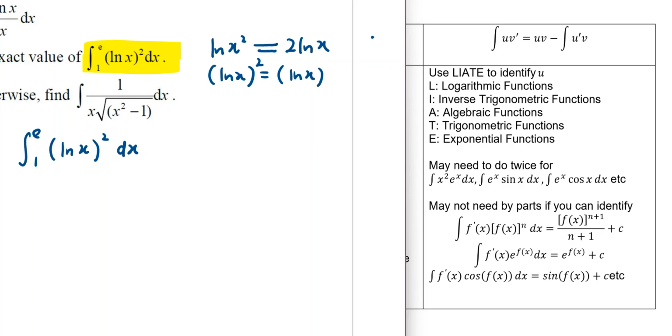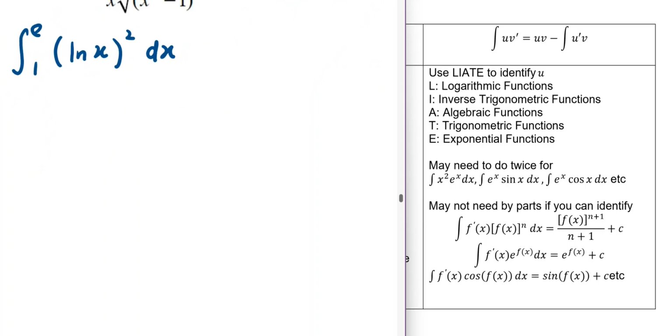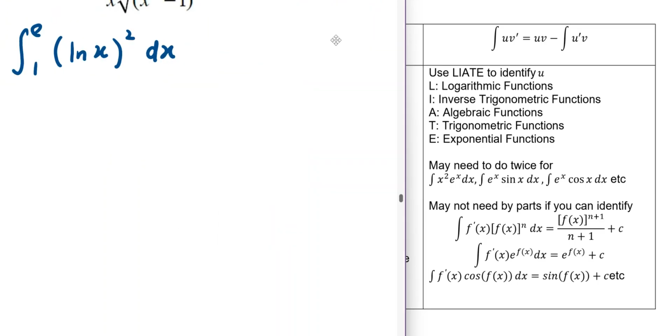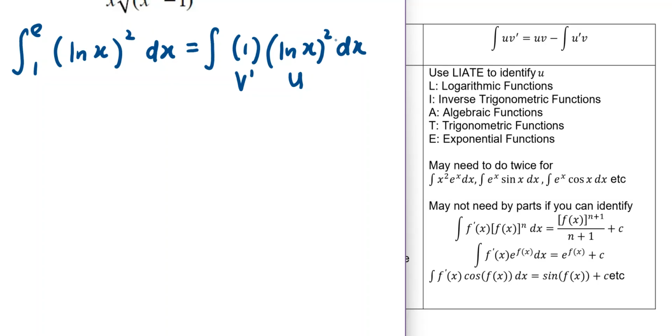So to do integration by parts for this, there's only one function down here. We have to introduce a 1 over here so that I can do by parts. Okay, so (ln x) squared can only be differentiated. So this is my u, and then this is my v prime.